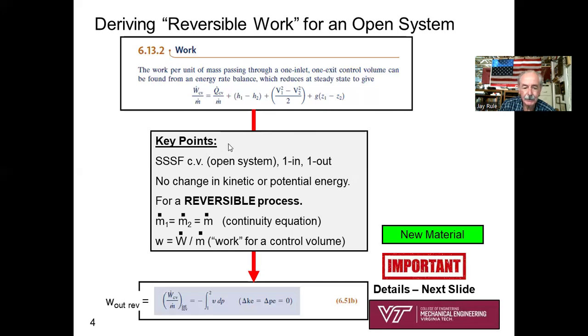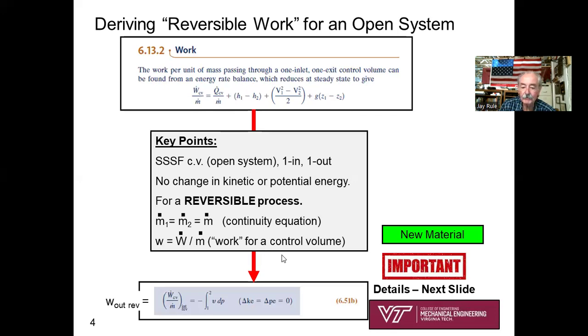All right, well, I'm going to write it down for completeness. We've got steady state, steady flow, one inlet, one outlet. It's an open system. Now, what we're going to do is strike out this kinetic energy term and strike out this potential energy term. So imagine in your mind striking those out. Remind yourself that m dot 1 equals m dot 2 just equals m dot. And little w is w dot over m dot.